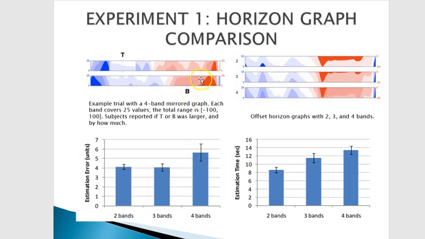Each band covers 25 values, and the range is from -100 to 100. And T value and B value are larger. This is the experiment where they connected the offset horizontal graph with 2, 3, and 4 bands, and they found that the 3 and 4 bands have equal estimation level, and the fourth band has higher estimation level.